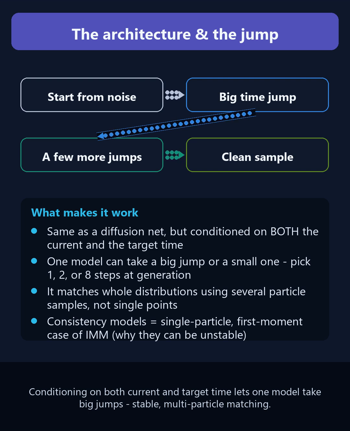Architecturally, IMM looks like a standard diffusion network with one change. It is conditioned on both the current time and the target time. That extra input lets a single model take a big jump or a small one, so at generation you pick 1, 2, or 8 steps. Because it matches whole distributions using several particle samples, not single points, it stays stable. In fact, consistency models turn out to be the single particle, first moment special case of IMM.